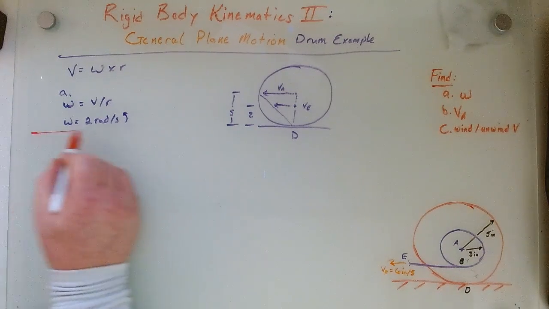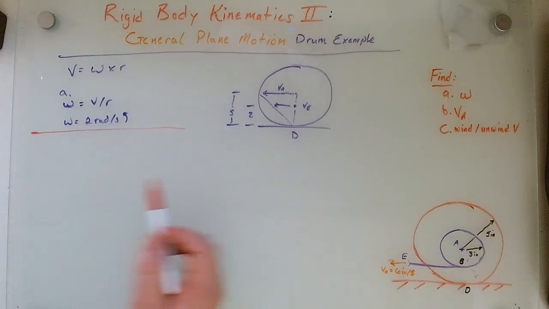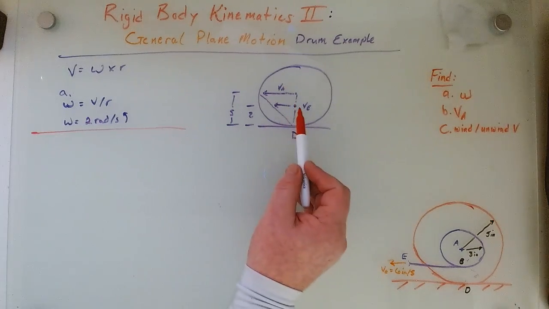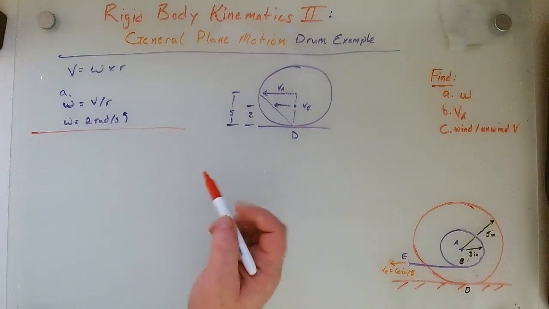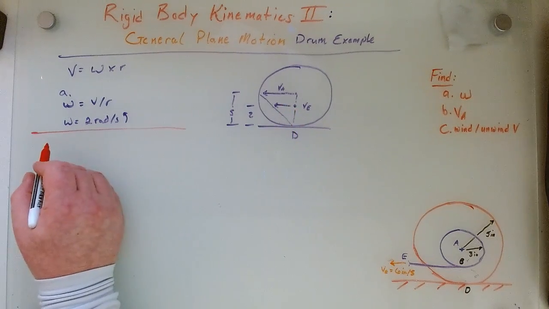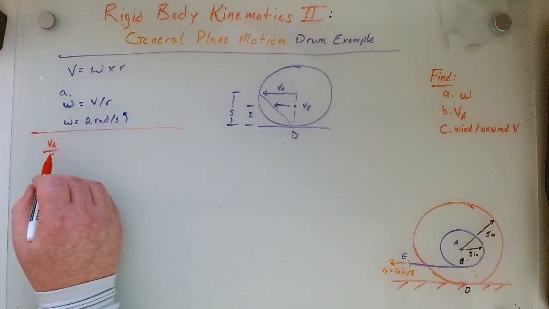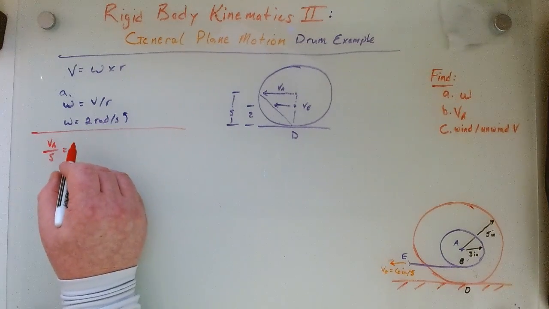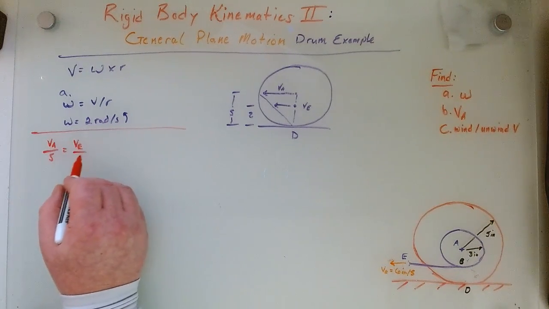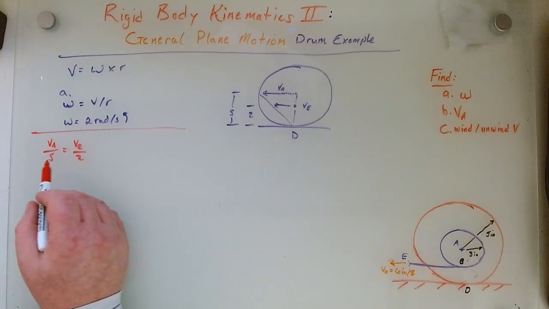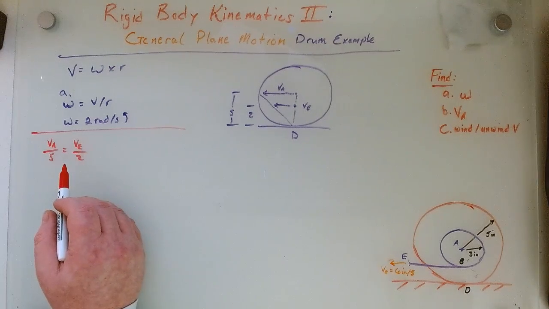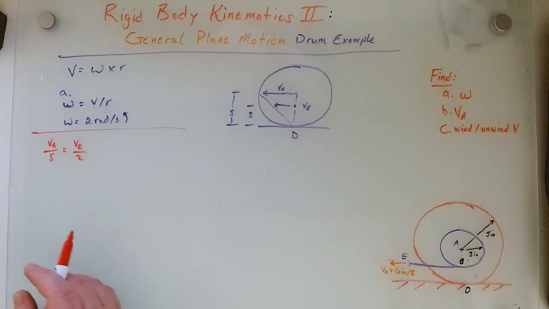Okay, so for B, we're asked to find V sub A. Well, we can use this relationship here, because these are similar triangles. So what we can say is that VA over 5 is equal to VE over 2, right? Just similar triangles, that's all it is. So then VA is, did I write that right? I think I did.